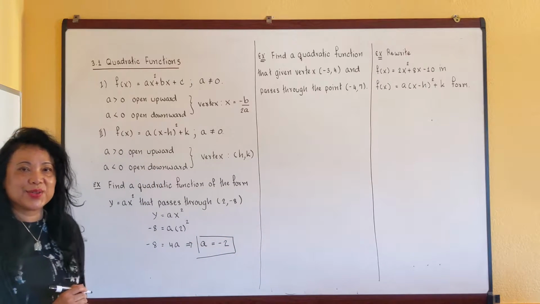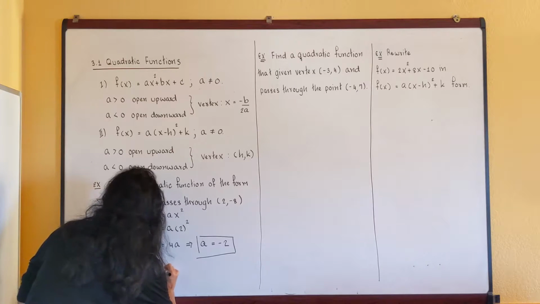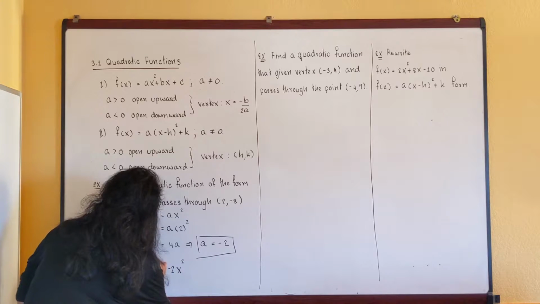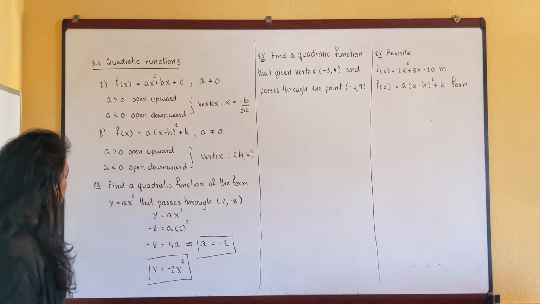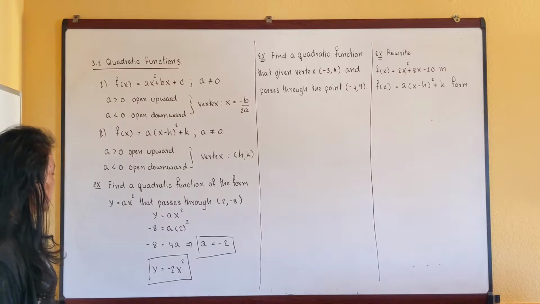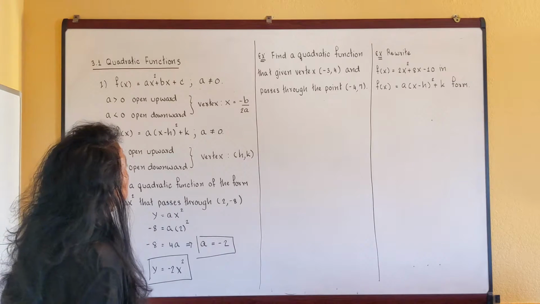I have my a equal to negative 2. Now the equation will look like this: y is equal to negative 2x squared. Alright, so in this case my h is 0 and my k is 0. That's the vertex. So let's look at the next one.